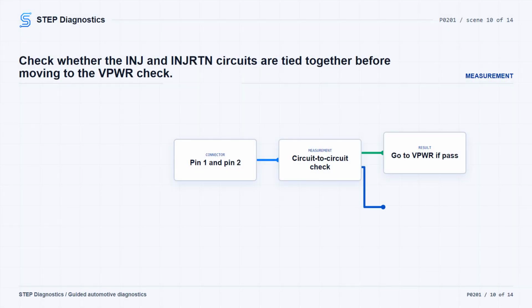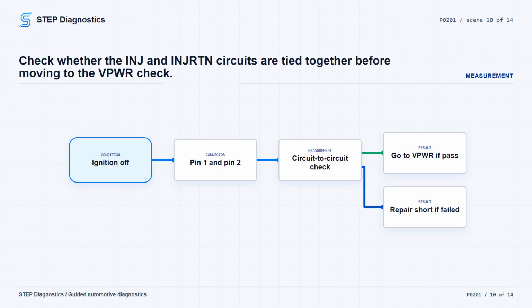Turn the ignition off and measure resistance between the suspect injector pin 1 and pin 2 circuit pair to see if INJ and INJ-RTN are shorted together. The resistance must be greater than 10,000 ohms. If it is, continue to the VPWR circuit check. If it is not greater than 10,000 ohms, repair the short circuit, clear the PCM codes, and repeat the self-test.